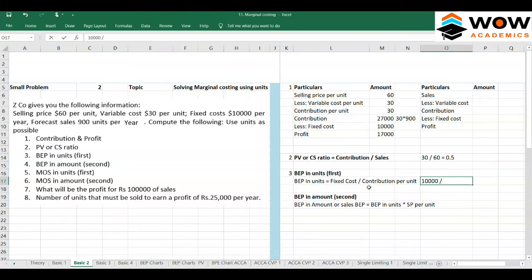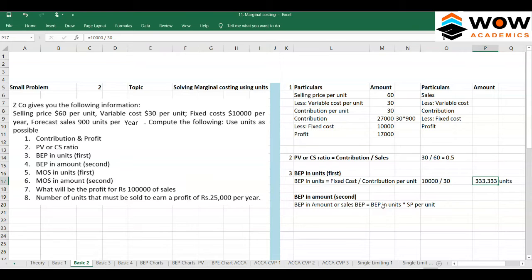Contribution per unit is 30. So your answer should be this number. What is this number? This number is units. At this number of units, you will neither make a profit nor loss. And he asks you, what is the BEP in amount? How can you find it out? This is the BEP in sales.